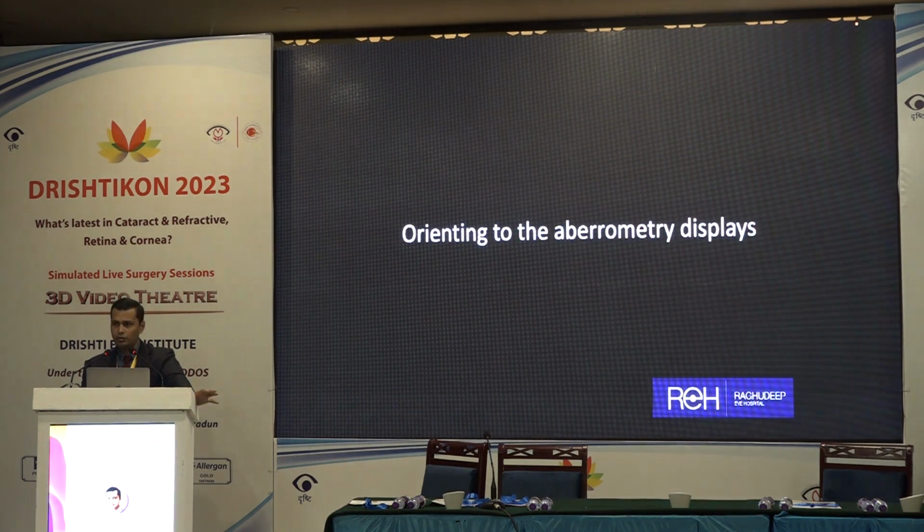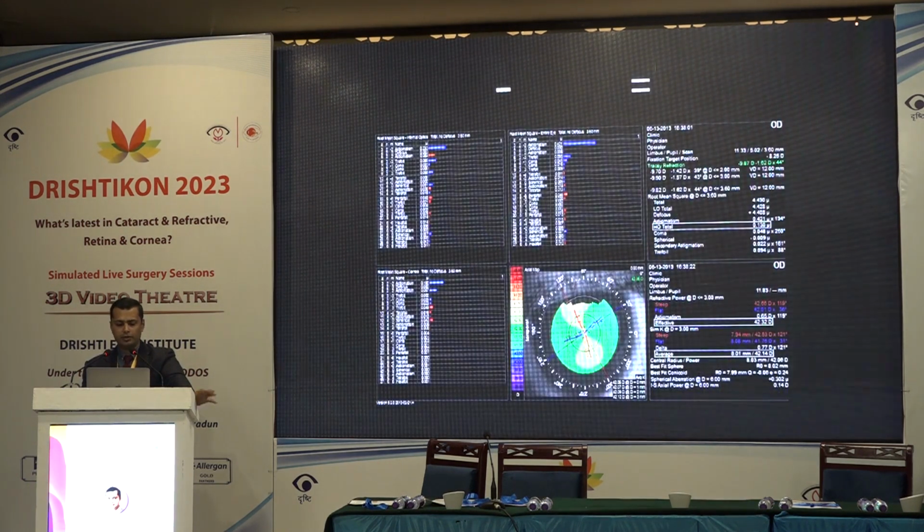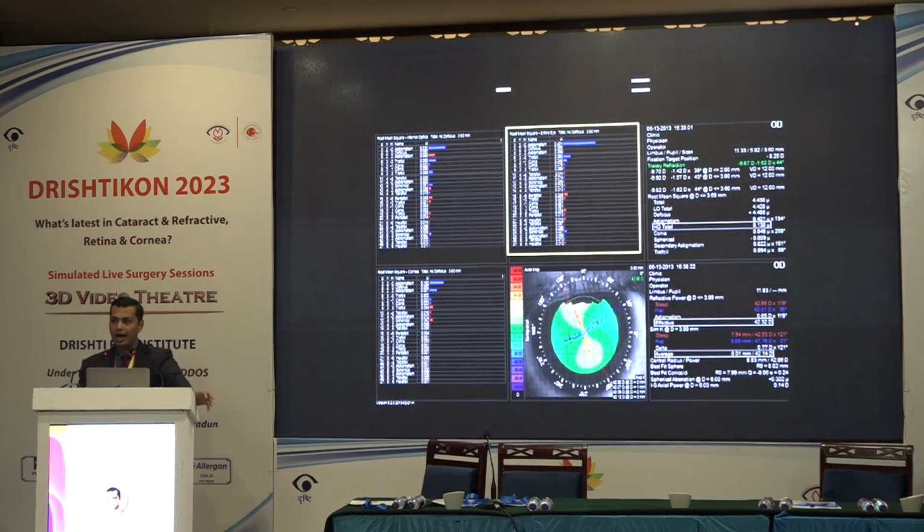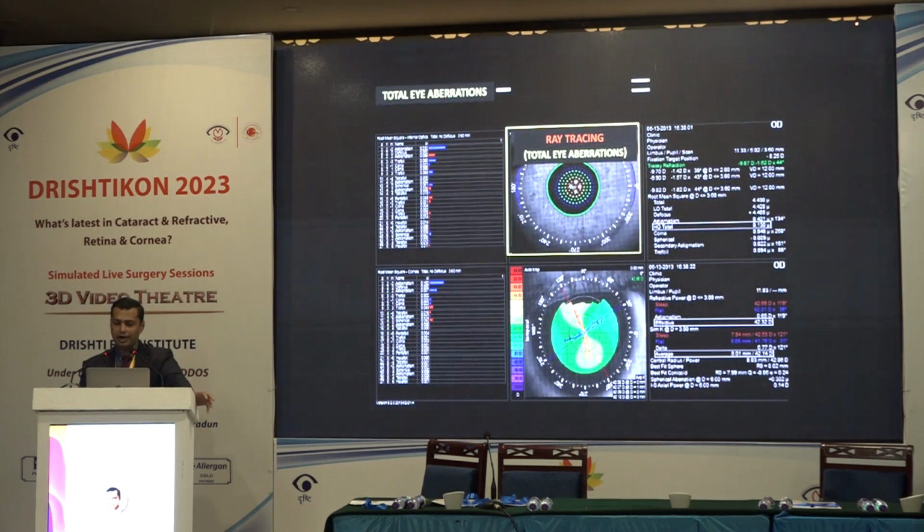So I'll just orient you very quickly and briefly to the main display. The aberrometer gives you aberration of the total eye. How it does this is called ray tracing aberrometry. So it throws a ray of light into your eye and looks at its path. And it sequentially checks so many points, as has been shown over here. And that's the aberrometry of the whole eye.